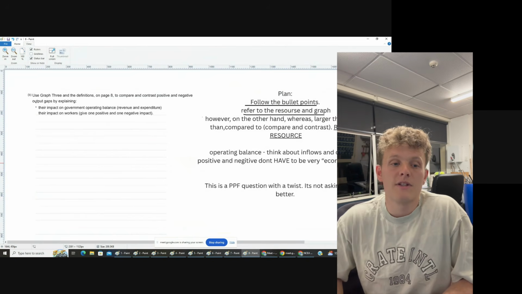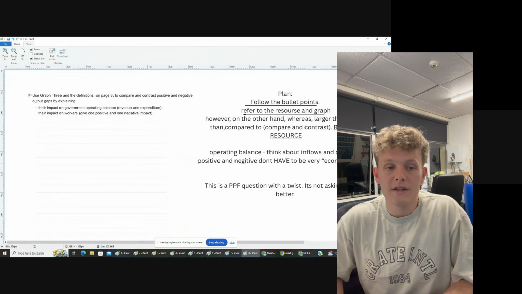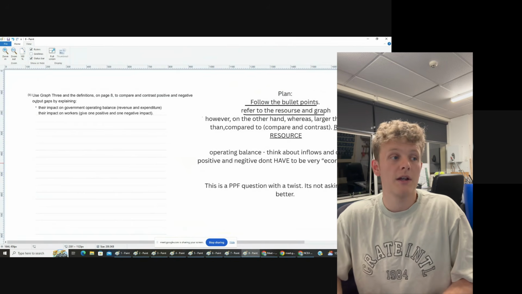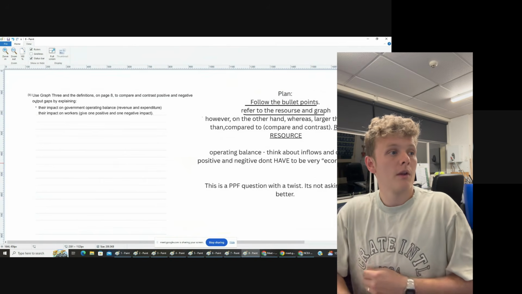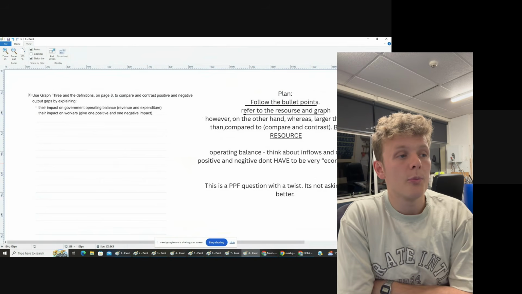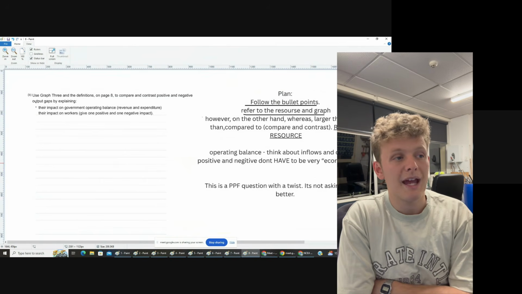And then last one, this is the PPF question with a twist. It's not asking which is better. So it's the PPF question with a twist, a bit of a tricky one, and it took some real critical thinking to get this answer in the exam because it hadn't shown up like this before. The impact of the government on operating balance of the two gaps.